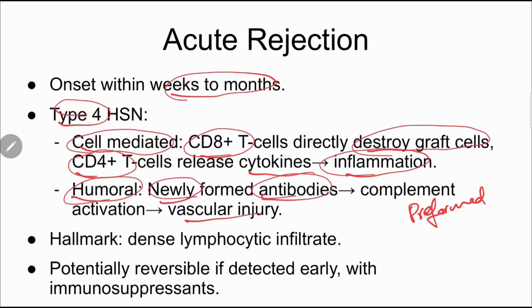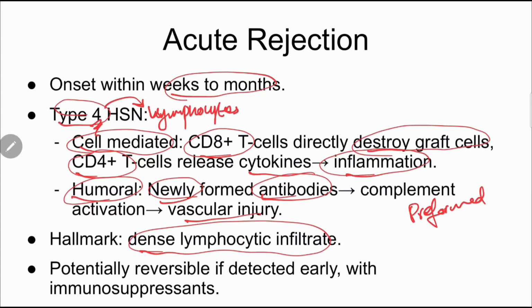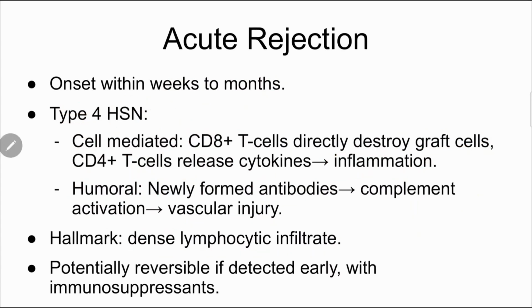The important hallmark that I want you to know regarding acute rejection is going to be dense lymphocytic infiltrate in the biopsy. And I'm going to show you an image of that. So just know that whenever they mention lymphocytes or infiltration of lymphocytes, that's going to be regarding acute rejection. And another thing I want you to know is that whenever they mention a type 4 hypersensitivity, you have to know that lymphocytes are going to be associated with them, right? So that's the reason why in acute rejection, you have dense lymphocytic infiltrate. And acute rejection is potentially reversible if it is detected early and you start giving them immunosuppressants.